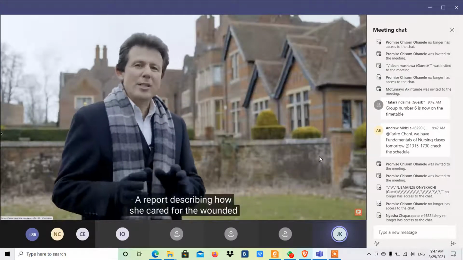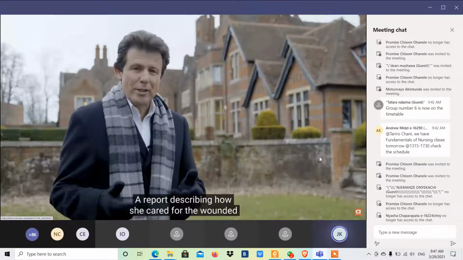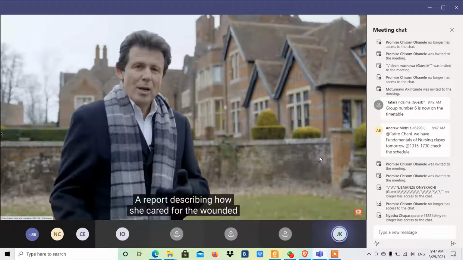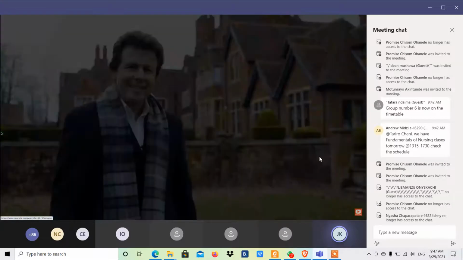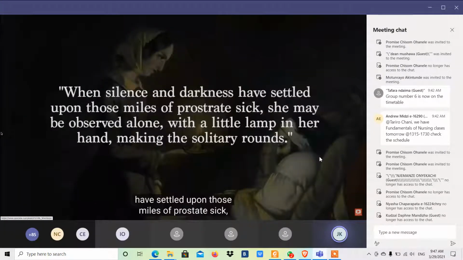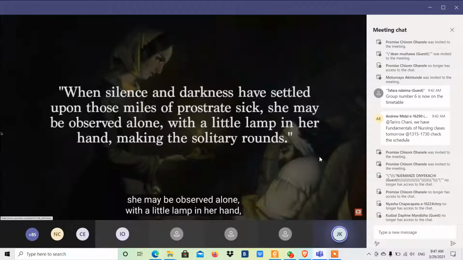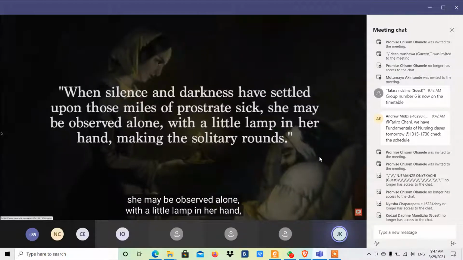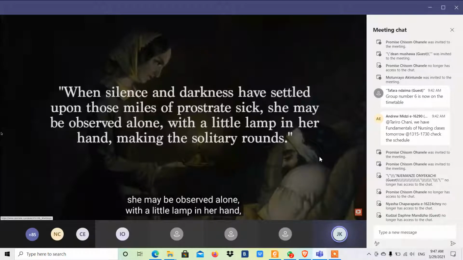A report describing how she cared for the wounded was sent back to England. This is what it said. "When silence and darkness have settled upon those miles of prostrate sick, she may be observed alone, with a little lamp in her hand, making the solitary rounds."